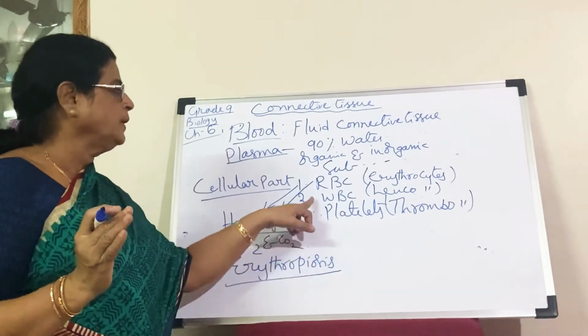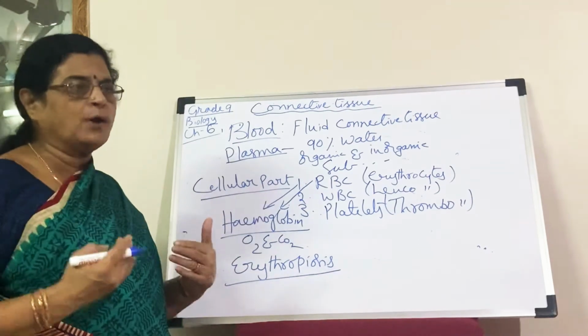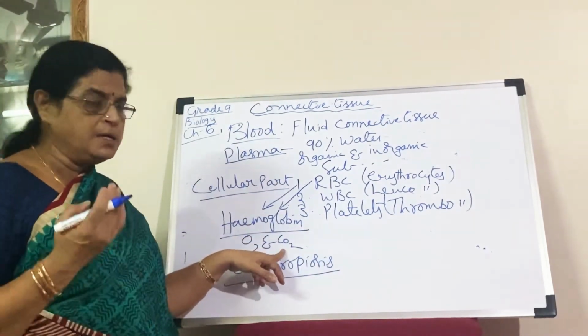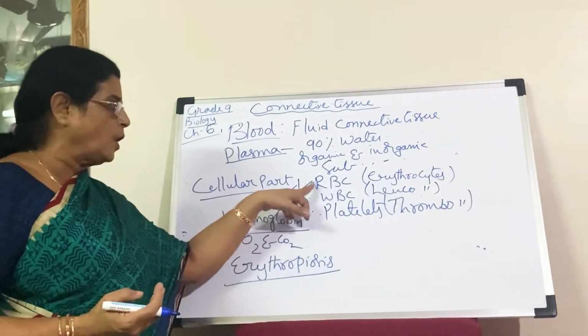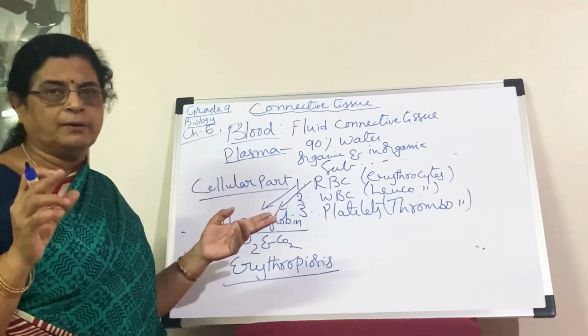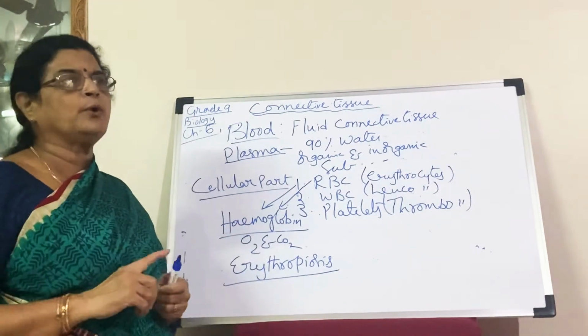Now coming to the main function: exchange of the gases. That means supplying oxygen to each and every cell of the body and taking the carbon dioxide from the cells. This exchange of the gases is done by the hemoglobin in RBC. Because of the hemoglobin, the blood is red in color. Why is the blood red in color? Because of hemoglobin.